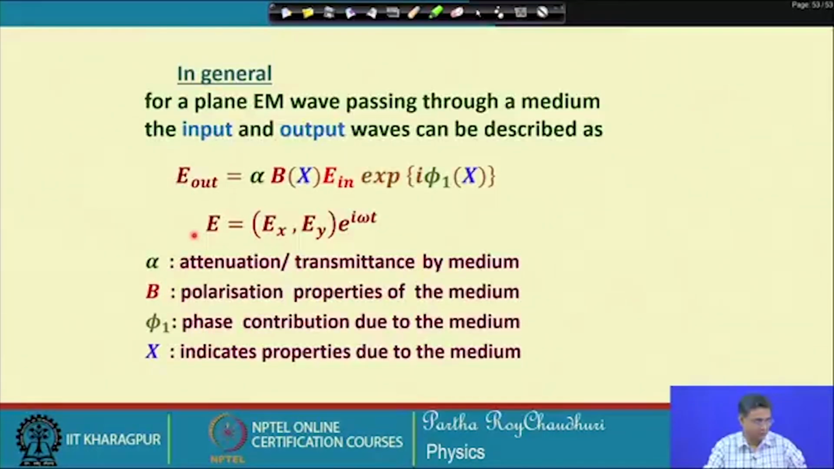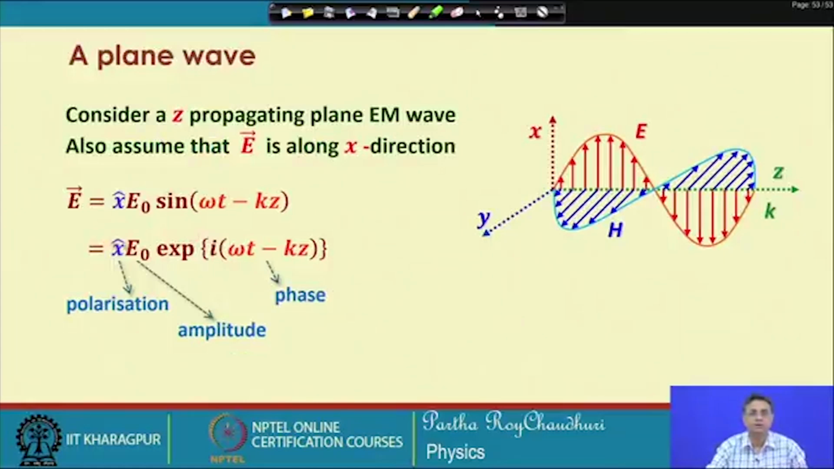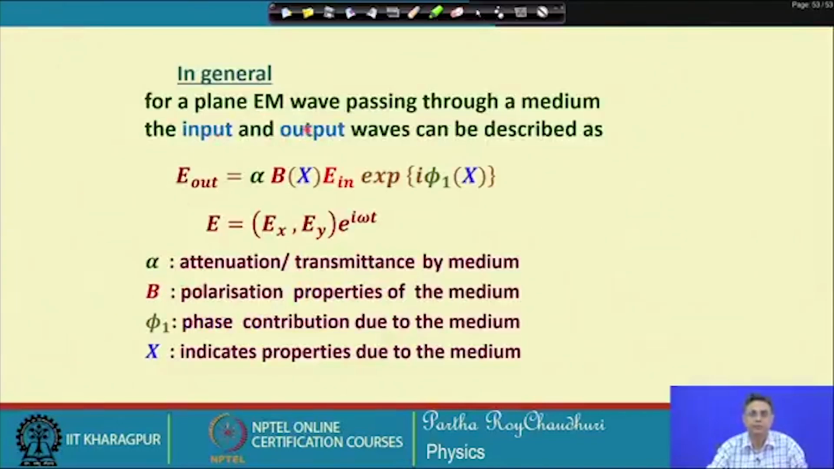In general we started with a simple plane electromagnetic wave which is propagating along the z direction and the polarization is along x. Look at the phase, amplitude and polarization. But in general for a plane wave passing through a medium of certain length, that is the travel length is finite, the input and output waves can be described in this form: E out equal to alpha B of x, E input, exponential i, this phase factor, which is also the property of the medium.